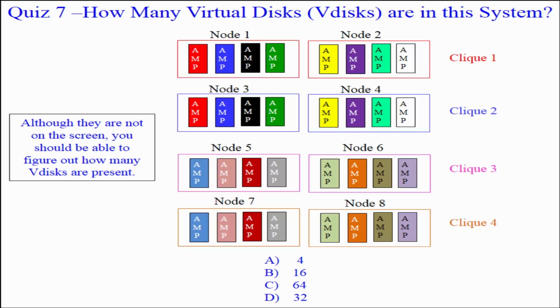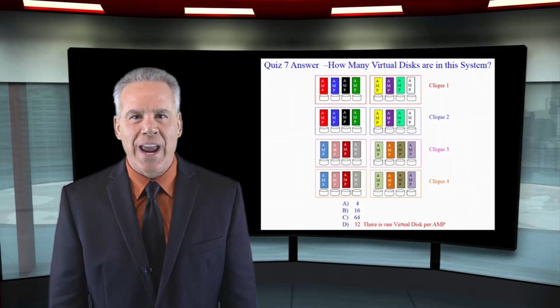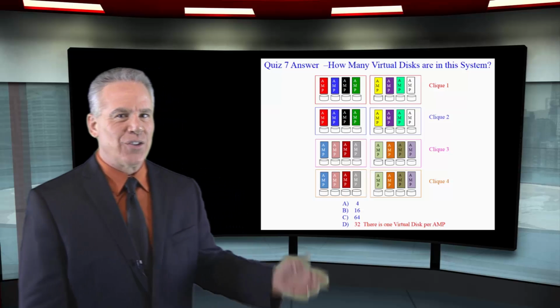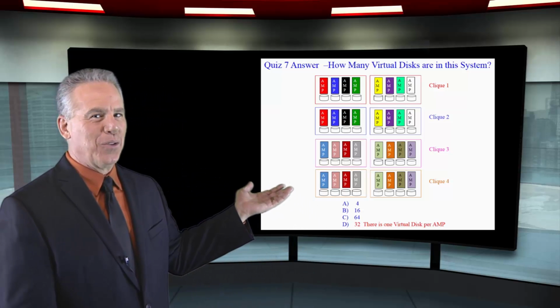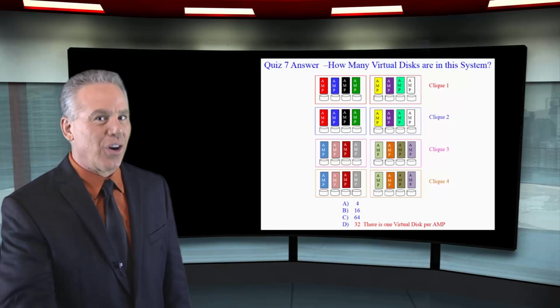Is it answer A? There's 4 virtual disks out here. Is it B? There's 16 of them out there. Is it C, 64, or D, 32? There were 32 amps in the picture, so there are 32 virtual disks in the picture right here.